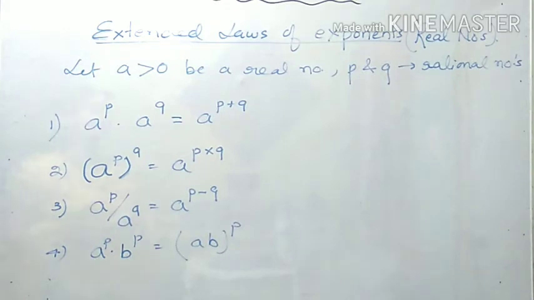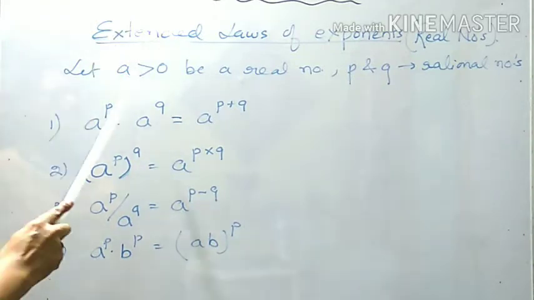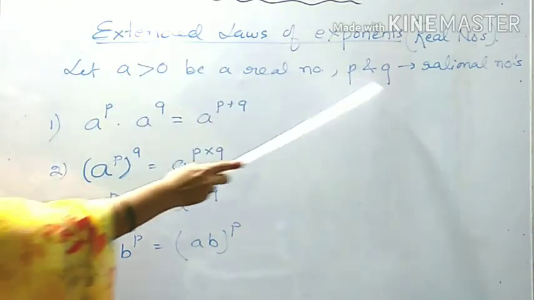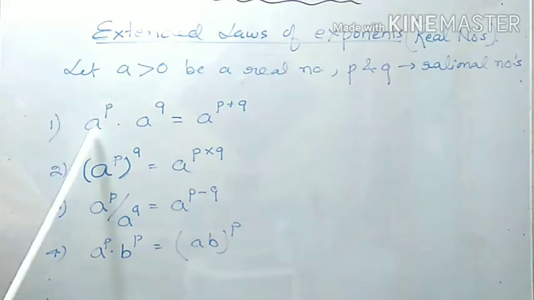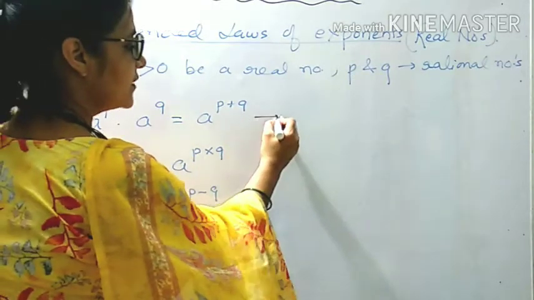Now, we are having the extended laws of exponents, means we are having the laws of exponents for the real numbers. Let a be greater than 0, a real number, and p and q be rational numbers. Then a to the power p into a to the power q is equal to a to the power p plus q.